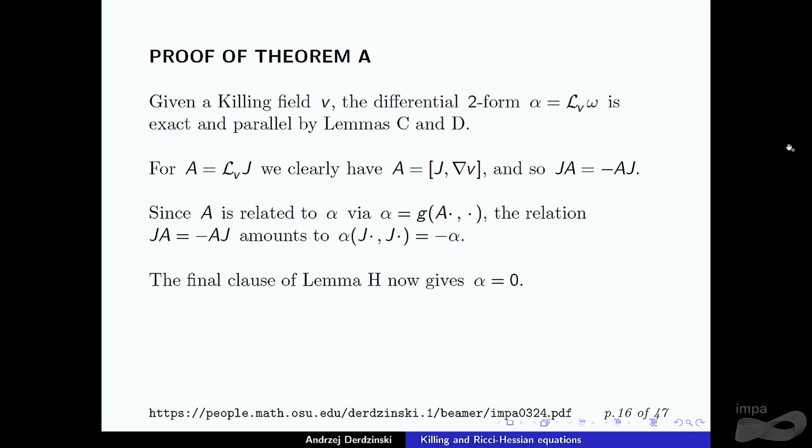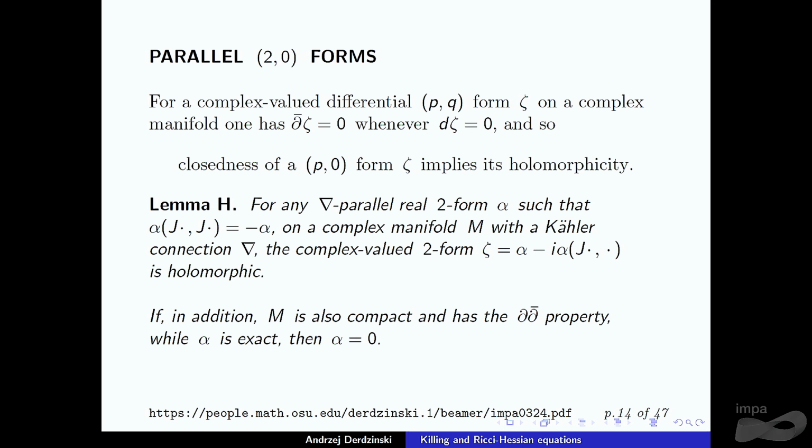That means that alpha is the real part of a complex bilinear form. This complex bilinear form is written explicitly as the form zeta in lemma H. Zeta is alpha minus i alpha(J·,·). This form is of type (2,0), in other words, complex bilinear. It is also necessarily holomorphic because it's parallel. But that turns out to be irrelevant for our purposes, this holomorphicity. The point is that in the case where M is compact and has the partial bar property, while alpha is exact, this alpha will be necessarily equal to 0, because we saw an exact (p,0) form is necessarily 0.